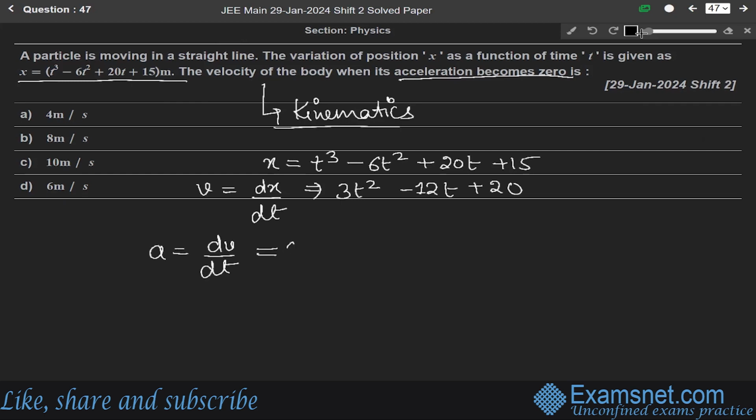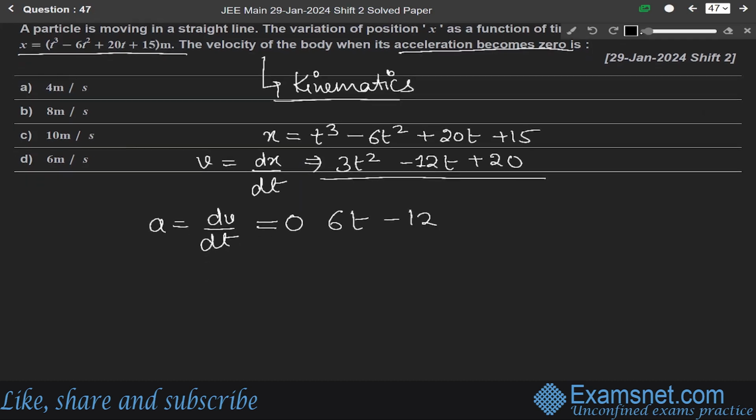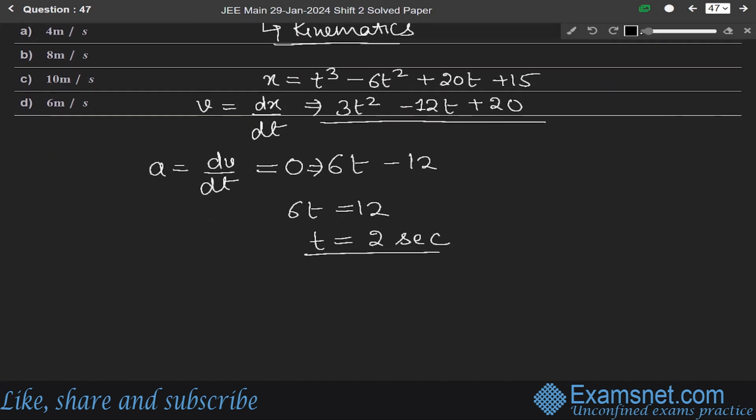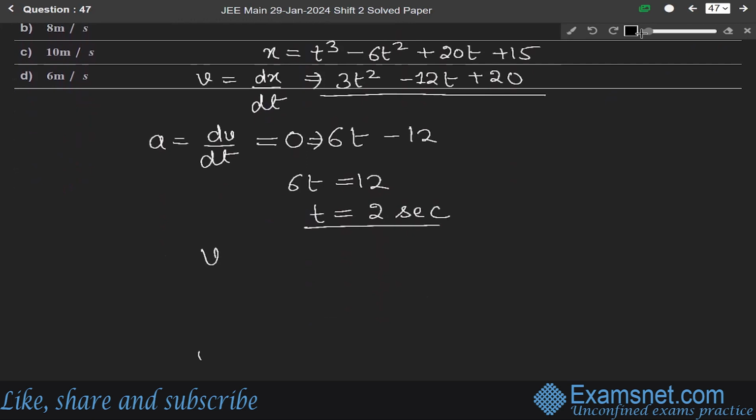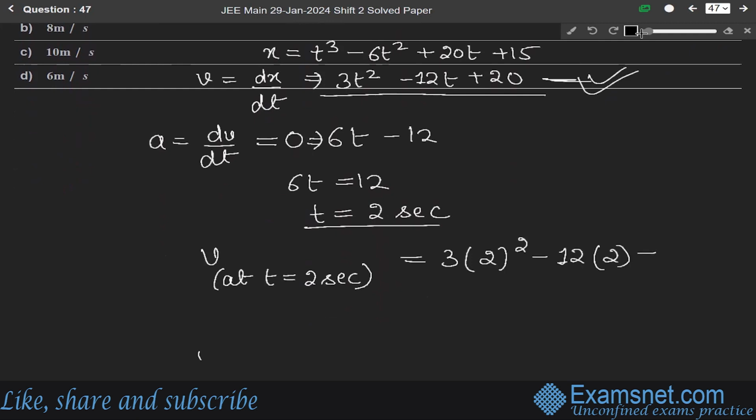And its acceleration is becoming 0. So putting it equal to 0 and differentiating this v with respect to time, we get 6t minus 12, and this must be equal to 0. So 6t will be equal to 12. So t will be equal to 2 seconds. Okay. So we are putting this value of t in v because we have to find the velocity. So velocity at t equals to 2 seconds will be equal to this. We have to put the value of t in this equation. 3 into 2 square minus 12 into 2 plus 20.